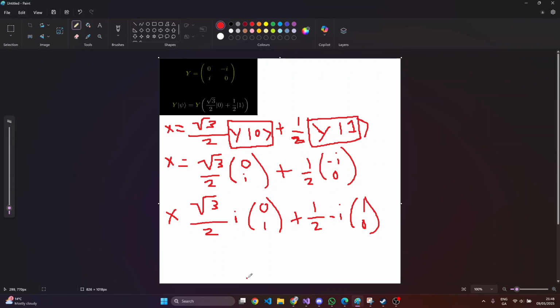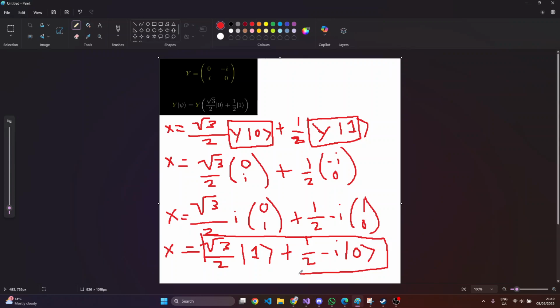Okay, now what can we get rid of? Well, if you've done a tiny bit of this before, you'll represent this as the one state, and this as the 0 state. So what we can do is 3/2 of the one state, so we go 1, then plus a half minus i, and this is the 0 state. So this is the new state of the qubit.